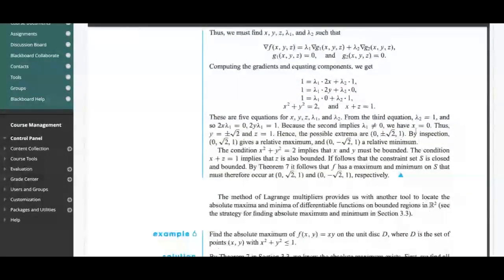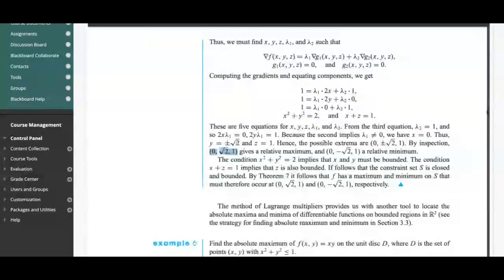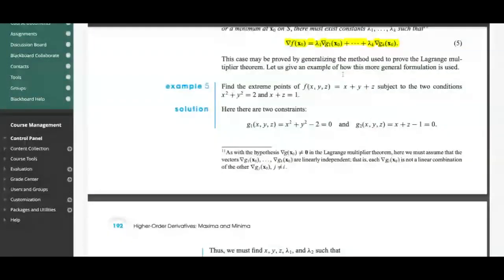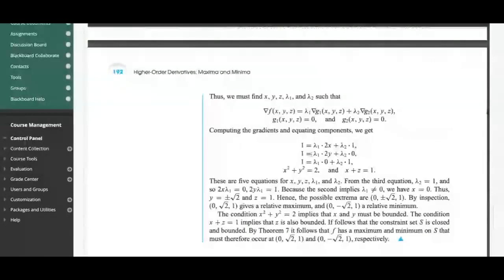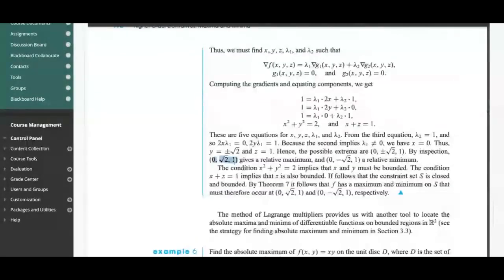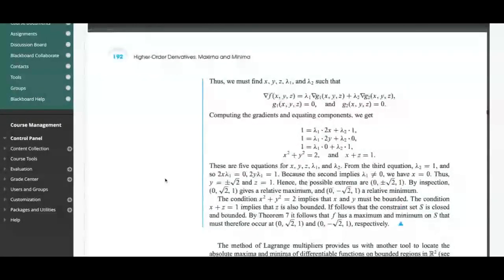It says by inspection, all right? Just evaluate the f value. Well, f equals x plus y plus z, right? So of course, the positive one gives the maximum, and the one with negative square root 2, positive 1 gives the local minimum. Okay, any questions for this?